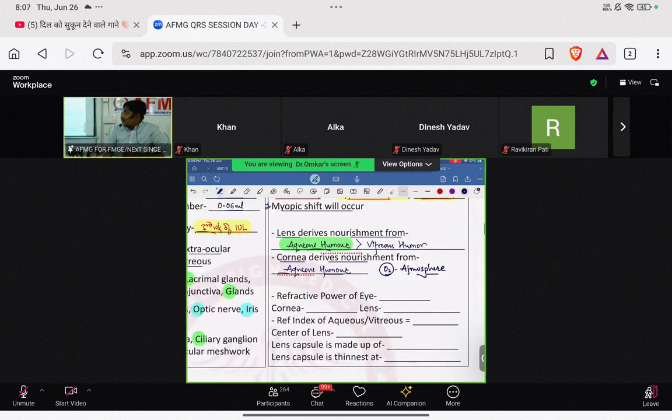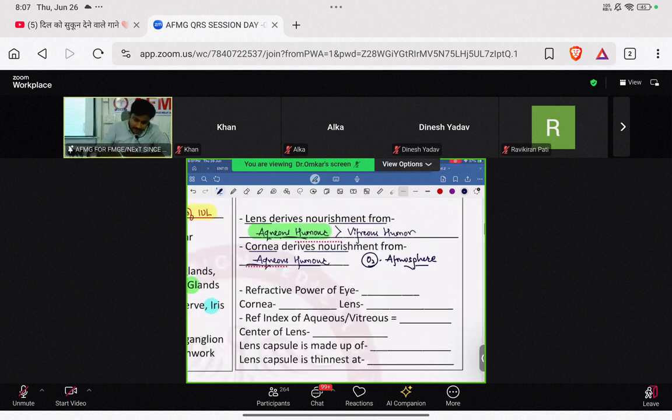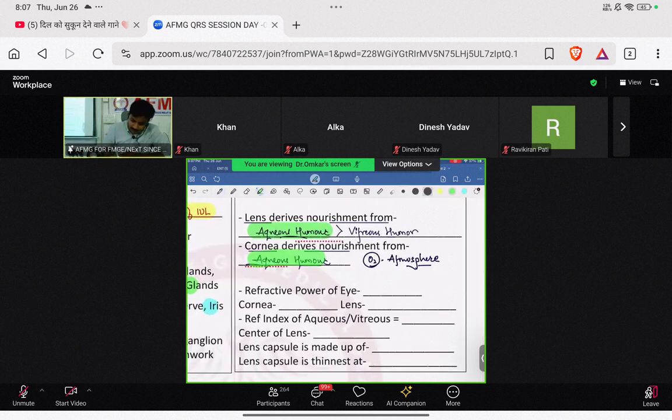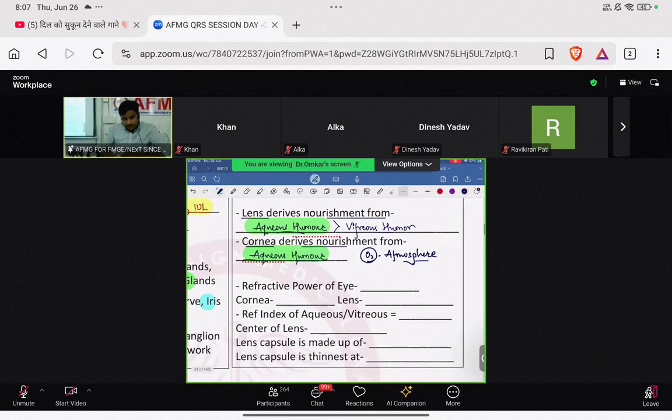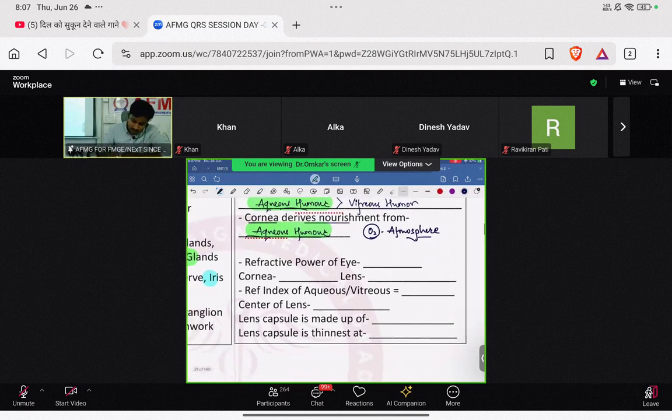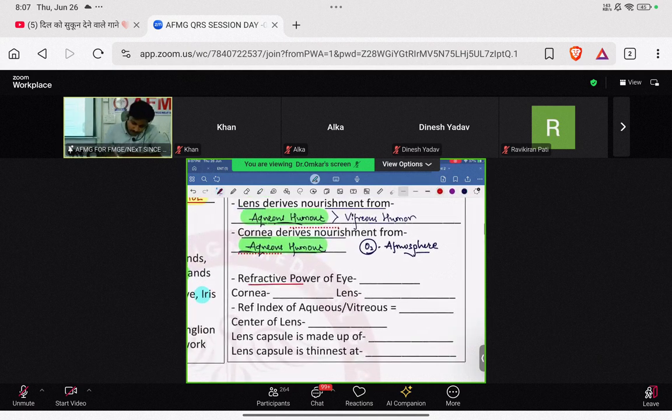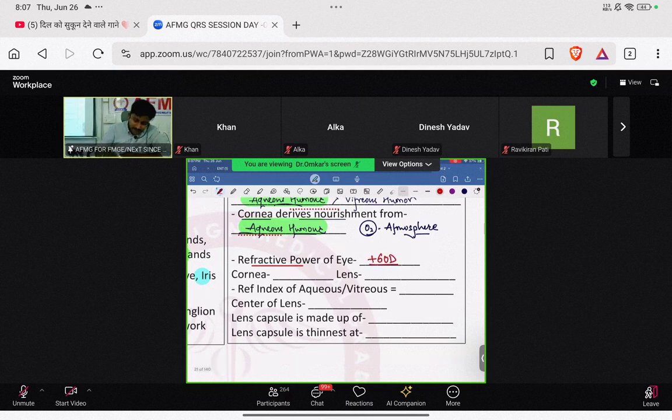Hopefully that's clear to all of you now. Next important, refractive power of the eye. So this also we have discussed. How much is the total refractive power of the eye? The total refractive power of the eye, बच्चे, we know it is plus 60 diopter. So out of the total 60 diopters, cornea is going to contribute plus 43 diopter and lens is going to contribute plus 17 diopter, beta.